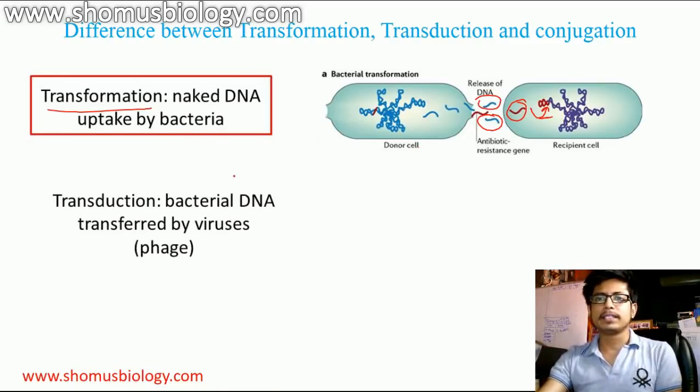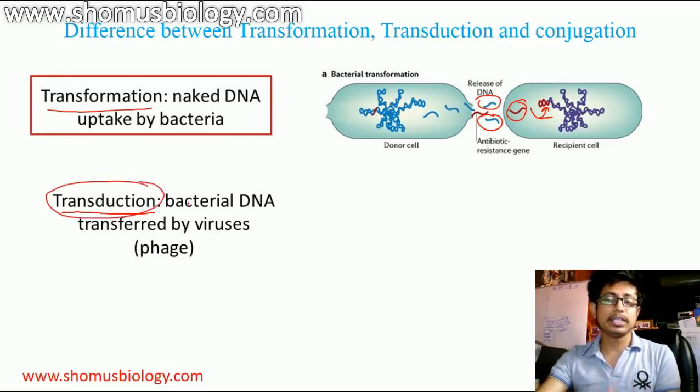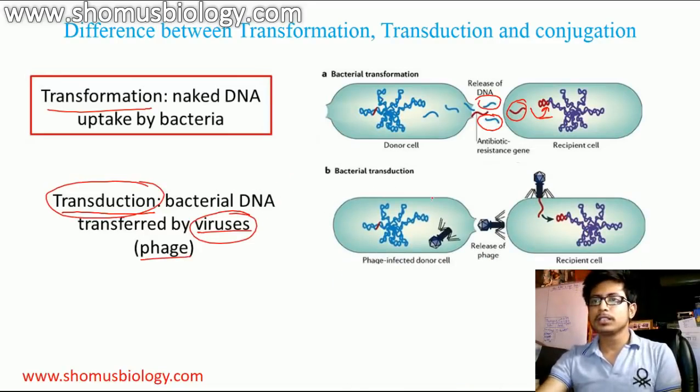The next one is the transduction. Transduction is a process where the DNA is transferred from one bacteria to the next with the help of a virus. And the viruses that attack bacteria are known as bacteriophage viruses. So this is the scenario. When a phage virus infects a bacteria, it injects its DNA inside the bacteria and then it starts breaking down the bacterial chromosome into fragments.